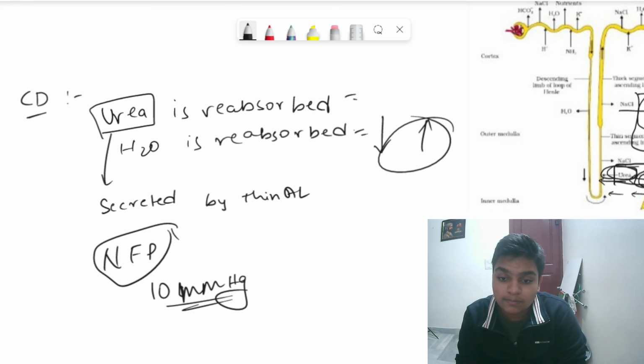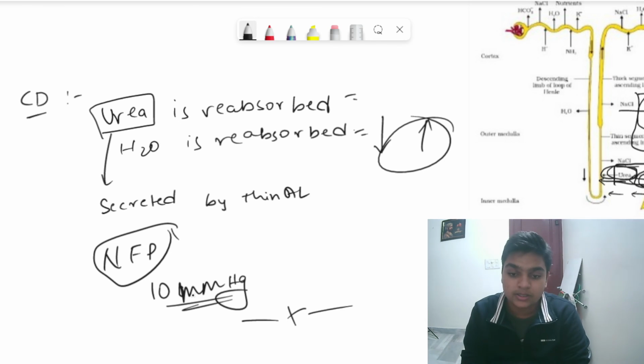That is it with the reabsorption. We are left only with the role of other organs in excretion. One minute guys, let me check which topic we are left with.